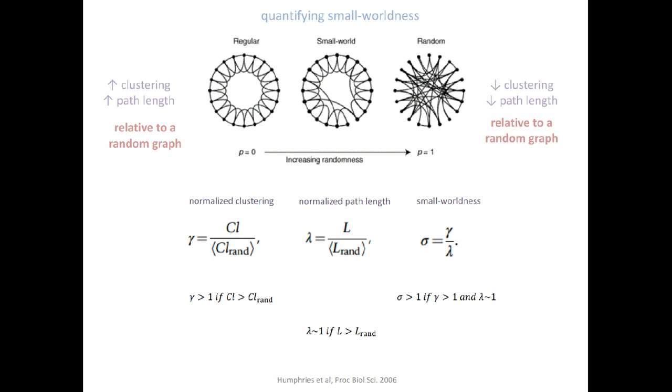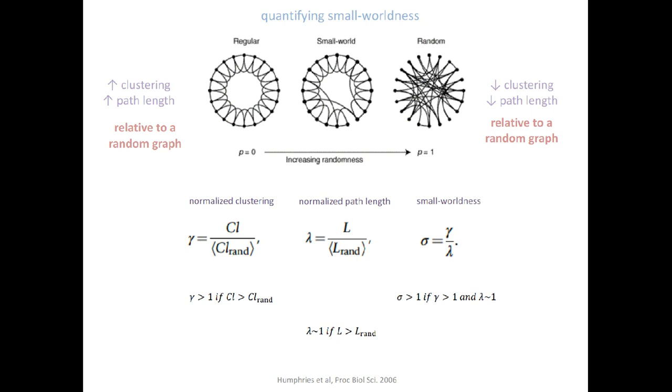We can do the same for normalized path length. This time we call it lambda. So we've got the observed path length over the average in a set of randomized networks. And if you think that a random network has just about the lowest average path length you could get, then if the network has very short average path length or is highly efficient, we would expect lambda to be close to 1. That's actually wrong. That shouldn't be greater than. It should be close to equal, approximately equal.